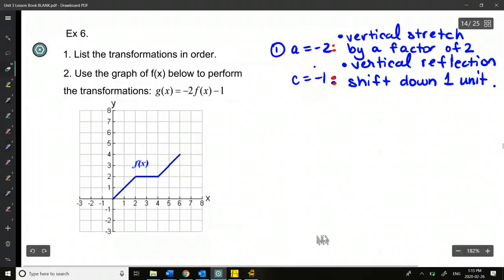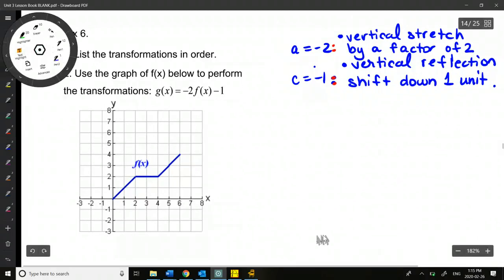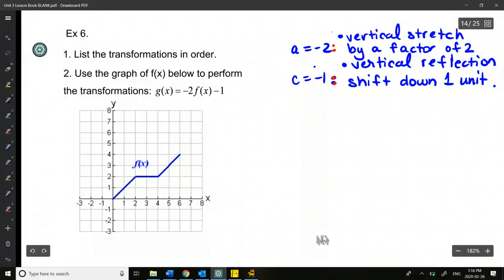Okay, so I'm going to label these. If you have a couple different colors, it might be nice to have those, because I'm going to show you on the graph what each of these transformations is actually going to do to our graph. So I'm going to do 1, 2, and 3 here.